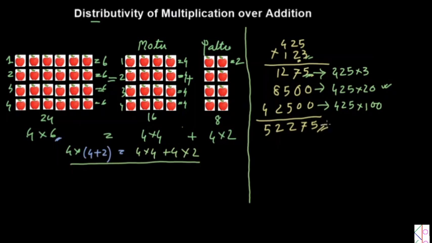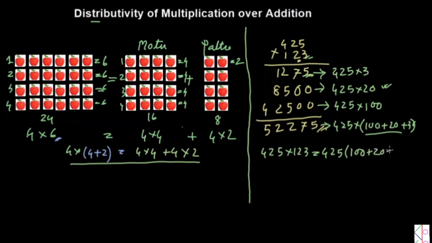Next, the final value should be written this way. We can distribute 123 like that: 425 times 100 plus 20 plus 3. So from this explanation, I think you can remember why I said that you already know about the distributivity property. Let me write the final expression: 425 times 100 plus 20 plus 3. That is the final expression which shows that the distributivity property has been established here.